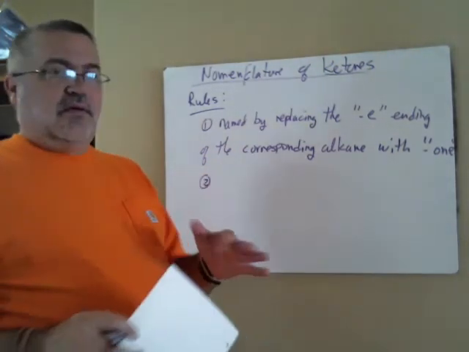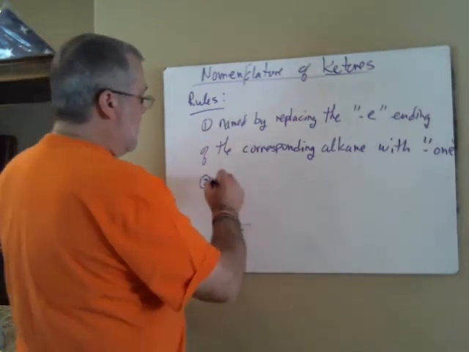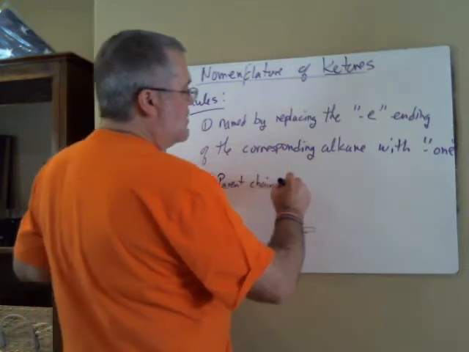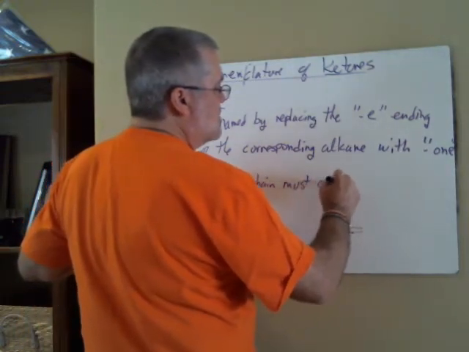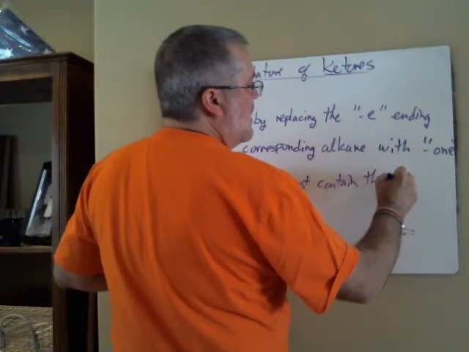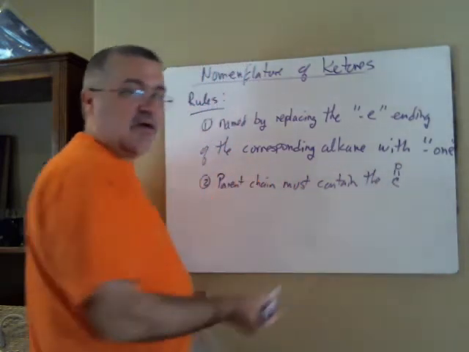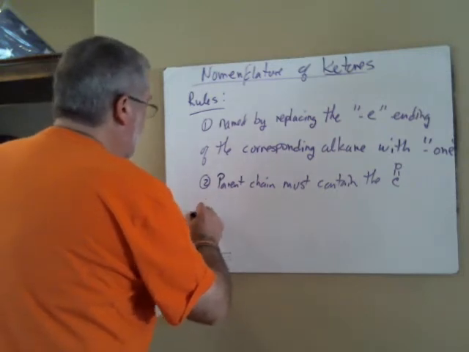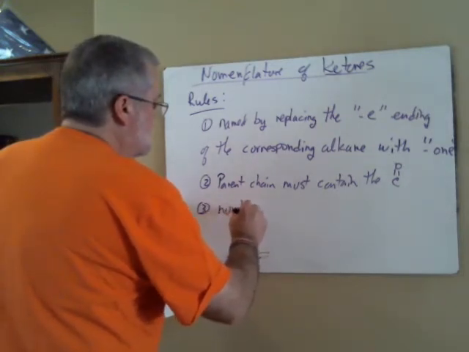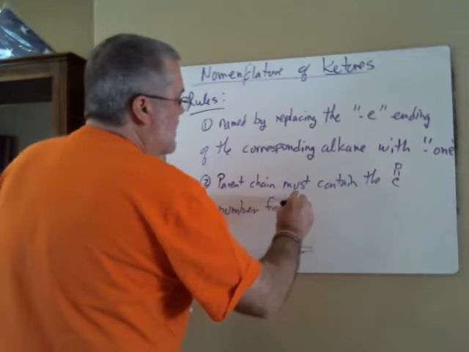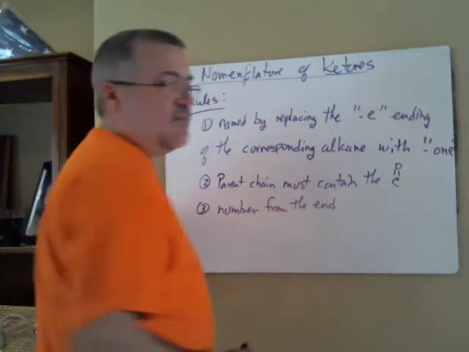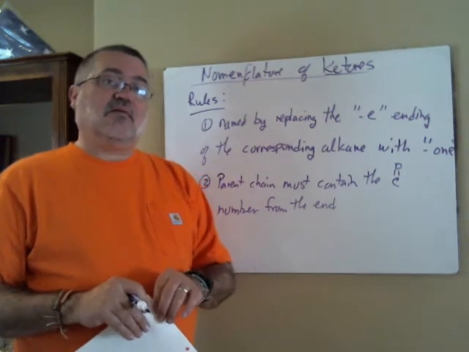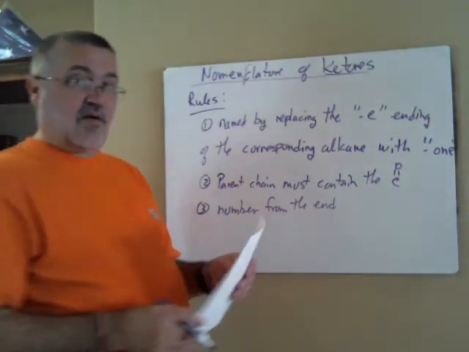So what do you think is going to be the next thing? The parent chain, remember, which is the longest continuous, the parent chain must contain the carbonyl carbon, all right? And then you're going to number from the end. Okay, you're on IUPAC. What do you think? Number at the end what? Nearer the carbonyl carbon.